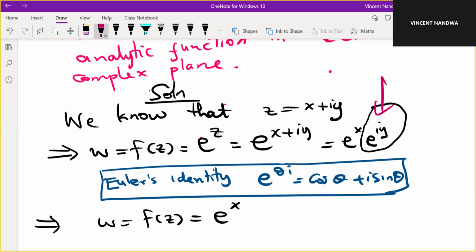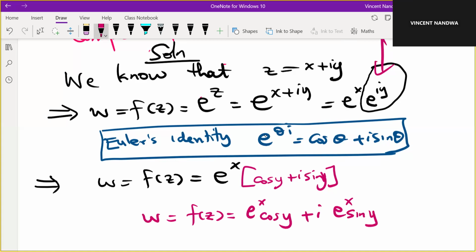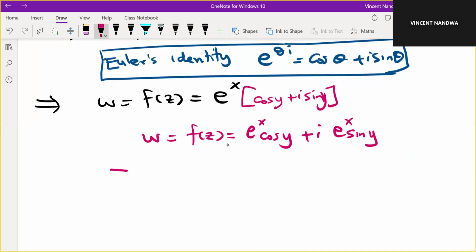cos y plus i sine y. Correct. So we'll have cos y plus i sine y. So then now I can write this one as w, f of z, is the same as e raised power x cos of y plus i e raised power x sine of y. So this follows that, what is the value of u?